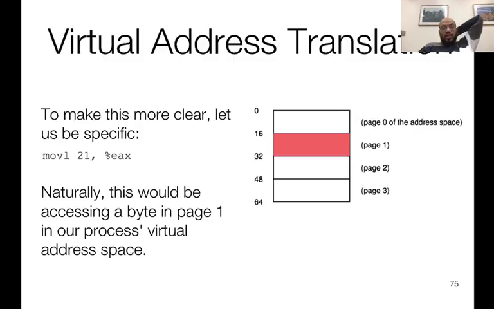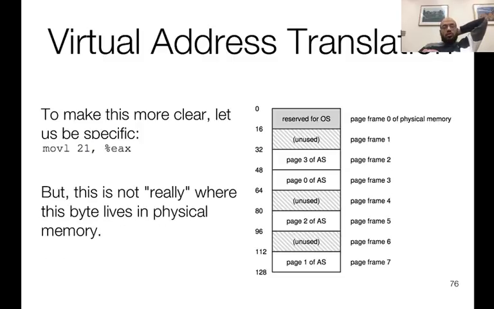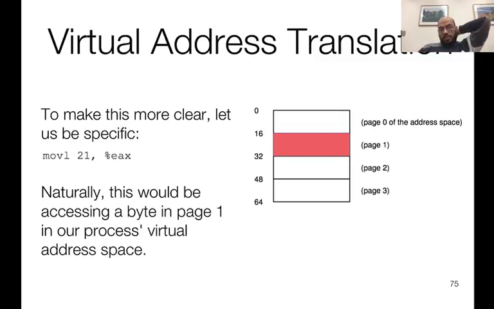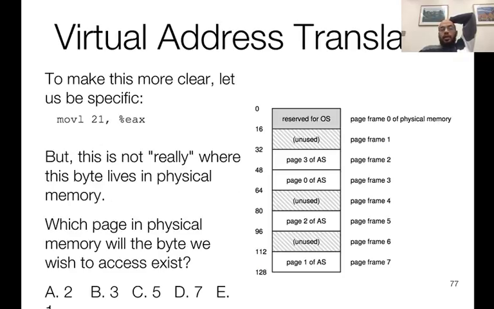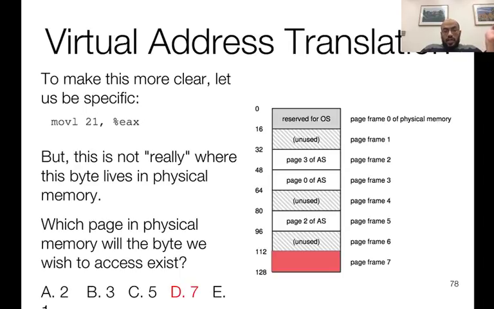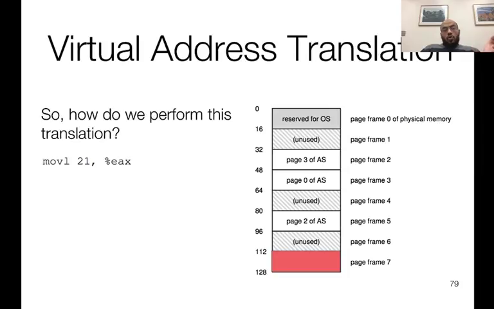Sorry, it's not 21 plus 112, it's rather 21 minus 16, which is basically when this page starts, which gives you 5, and 112 plus 5, so you're actually trying to access memory location 117. In this case, you're actually trying to get page frame 7 and the 5th element on page frame 7. So how do we perform this translation?